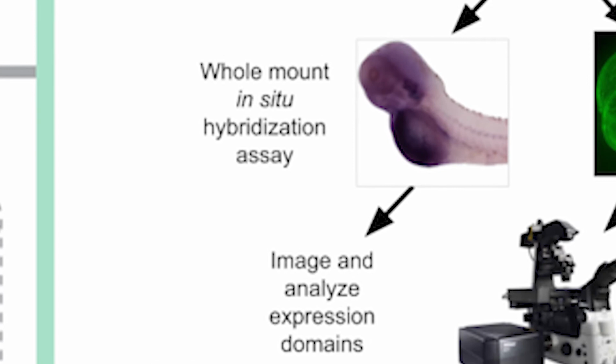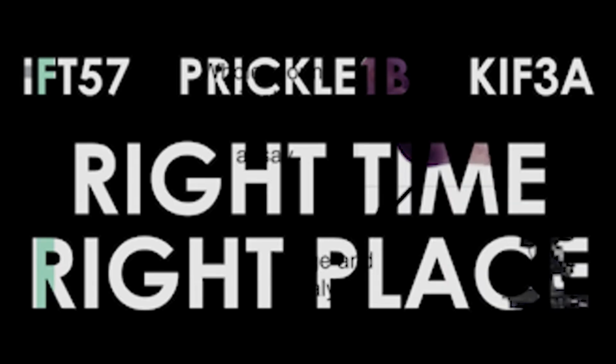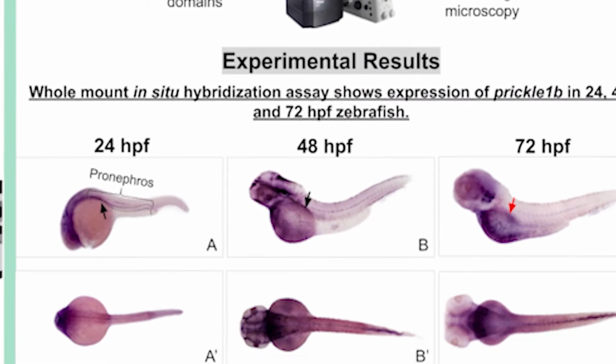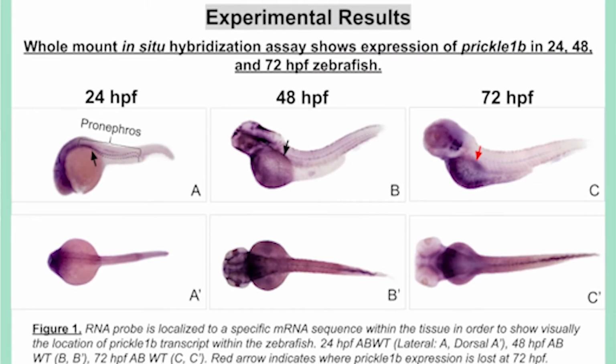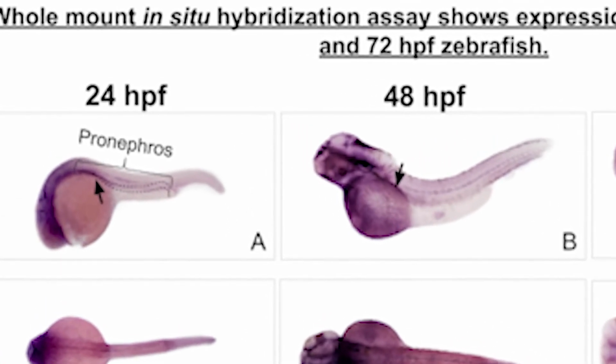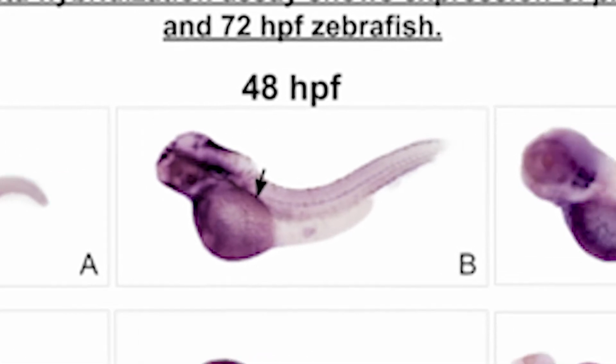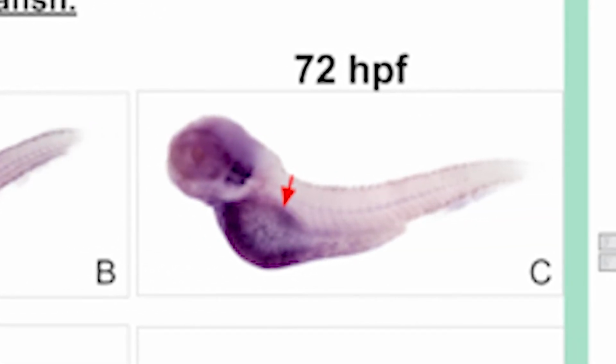In our first experiment, we tested to see if the genes of interest, prickle1b, IFT57, and KIF3A are expressed at the right time in the right place to influence kidney development. Thus far, we have successfully cloned out prickle1b and have used whole mount in situ hybridization to see that it is expressed in the pronephros at 24 and 48 hours post-fertilization, but expression is lost at 72 hours post-fertilization.